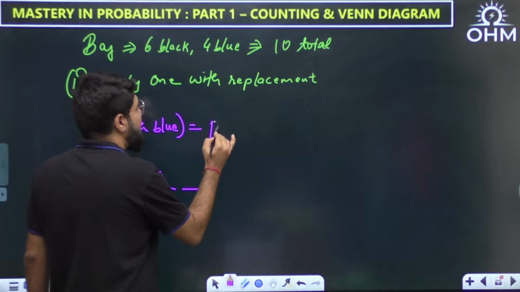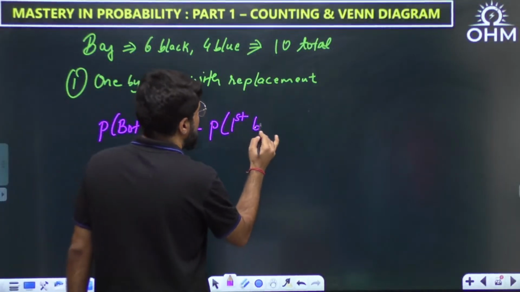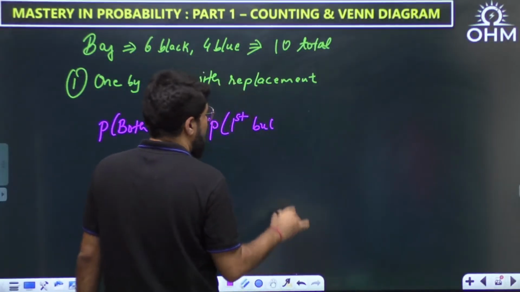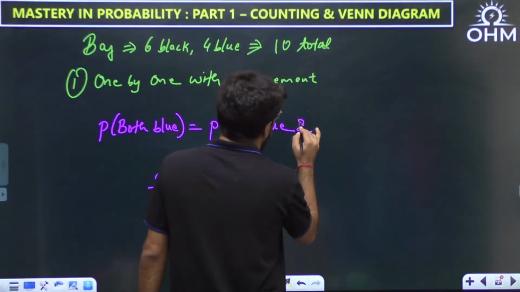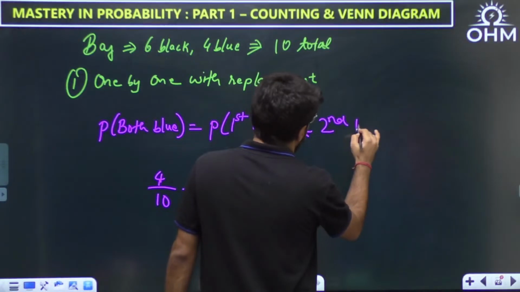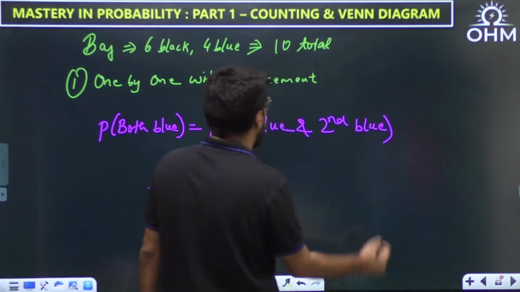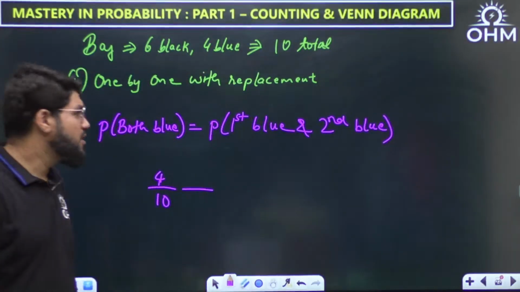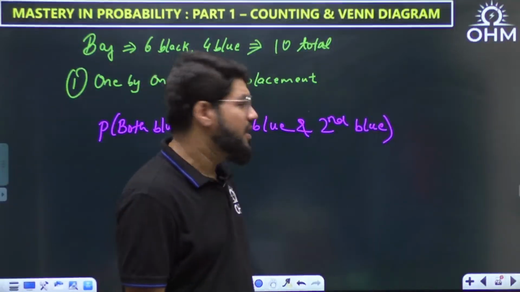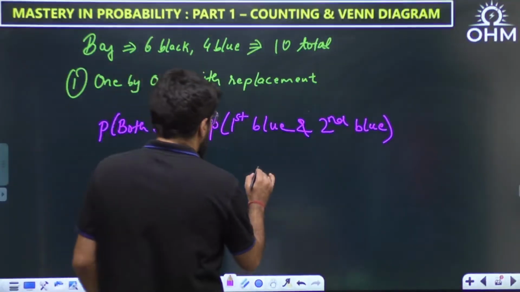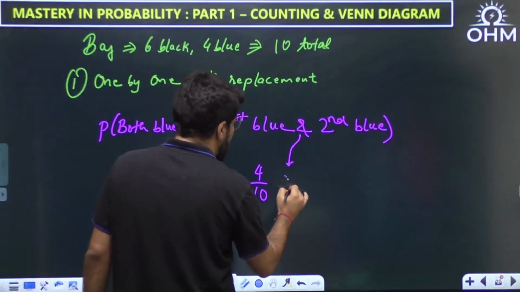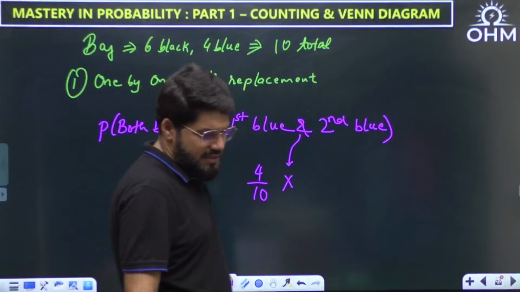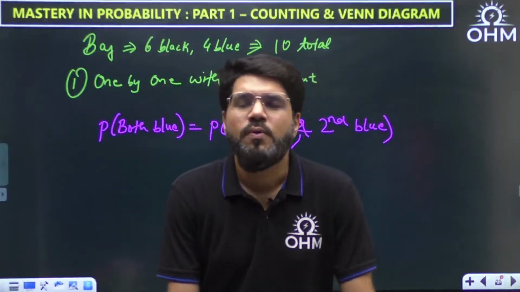That means I want the probability first blue and also second blue. I want the probability of first blue and also the second blue. Now what is the probability first blue? 4 by 10. And I'll multiply, intersection, I'll multiply here. Second blue.